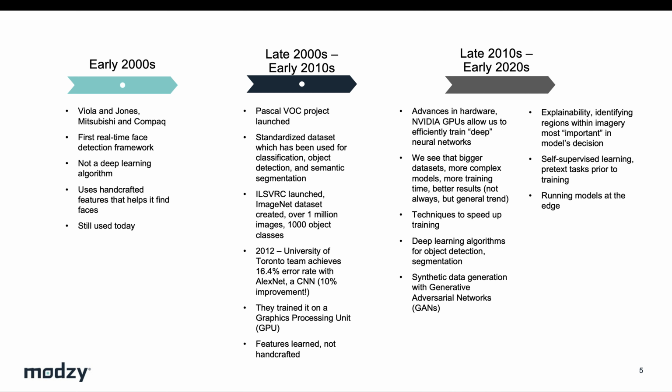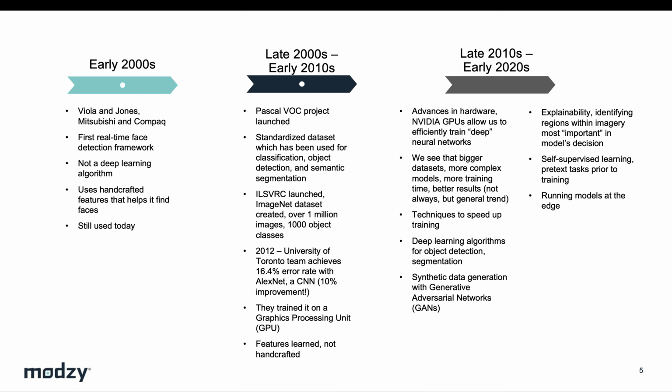Later on, in the late 2000s, the Pascal VOC project was launched, and that was a competition along with the corresponding dataset, which became very popular. It has been used for benchmarking three popular computer vision tasks, which we're going to talk about on the next slide in more detail. Those are image classification, object detection, and semantic segmentation.